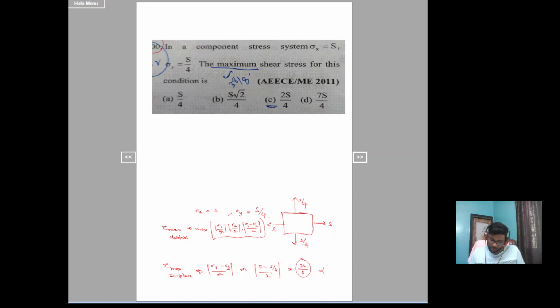But we don't have this option. If you take the maximum of sigma 1 by 2, which is nothing but S by 2, sigma 2 by 2, which is S by 8, and the third one is 3S by 8. Out of these three, S by 2 is the maximum value. So out of these options, option C is correct, which is S by 2. Okay, so next question.